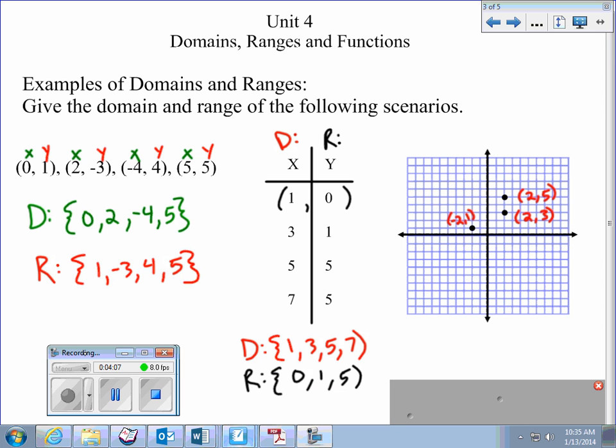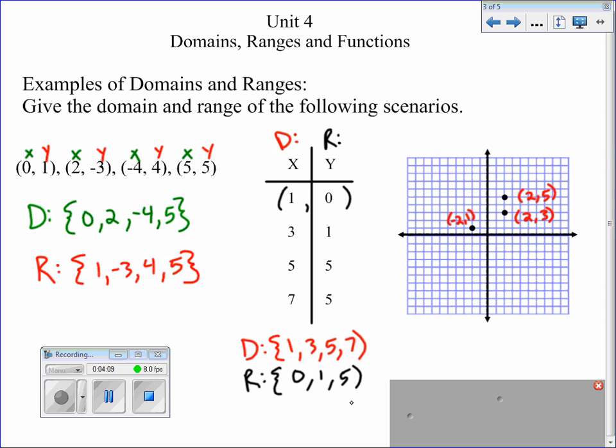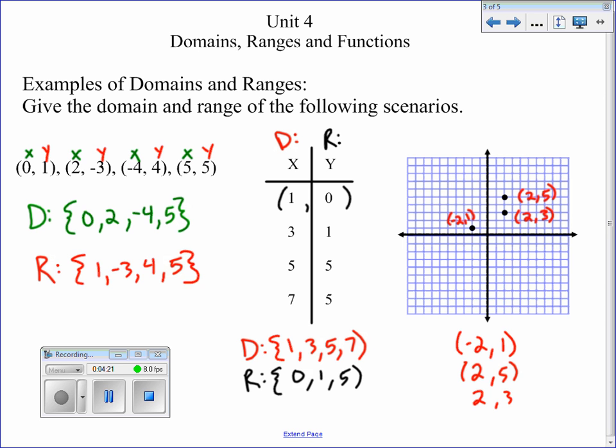So now, I'm going to move this over. If we list these out and have our negative 2, 1, our 2, 5, and 2, 3, it's pretty much like having our XY t-chart. So now we can clearly see our domains and ranges.